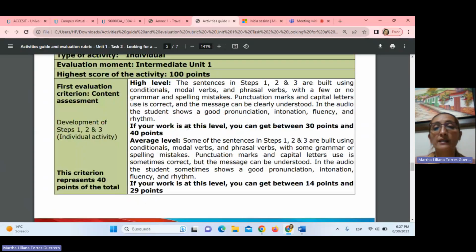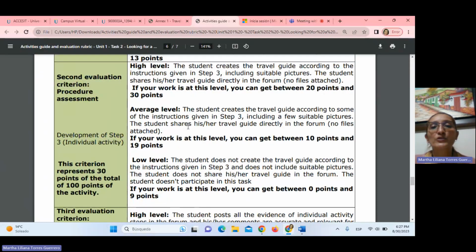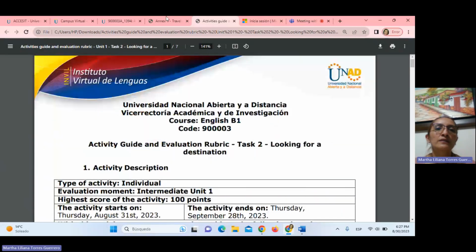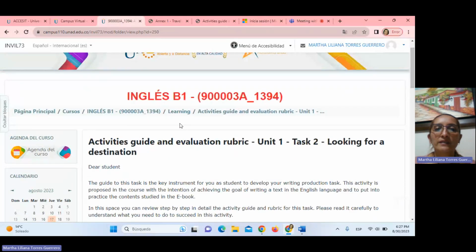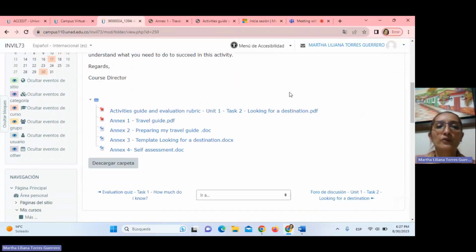And there you will read. I invite you to read all the criteria, because it's the way to know and understand how the evaluation process will be. So please read this, because this information is quite important. And here, when you open the learning environment, open the activity guide and evaluation rubric, you will find the documents.